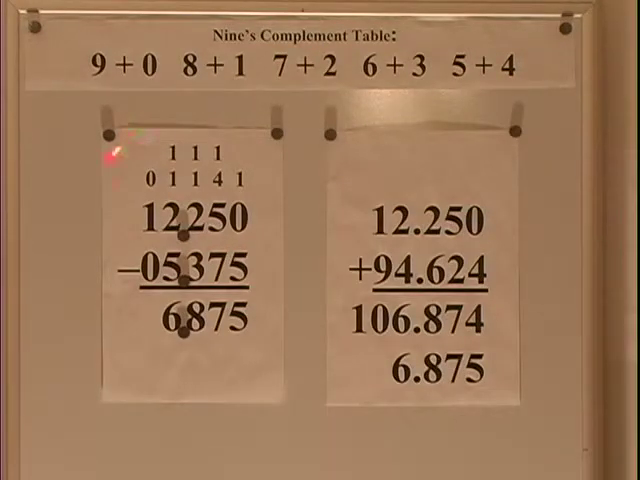We are going to use our original problem and add a decimal point right there, and right there. So this becomes 12.250, 5.375, and 6.875.